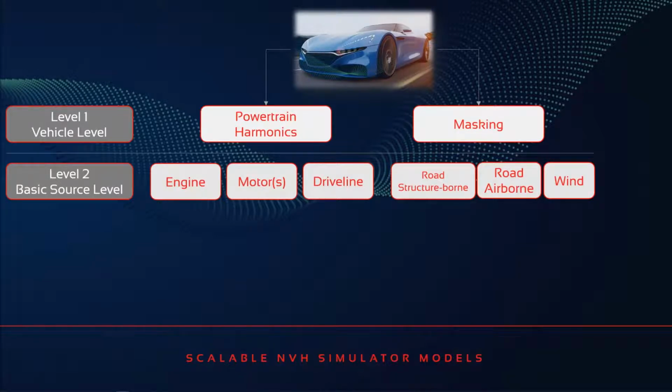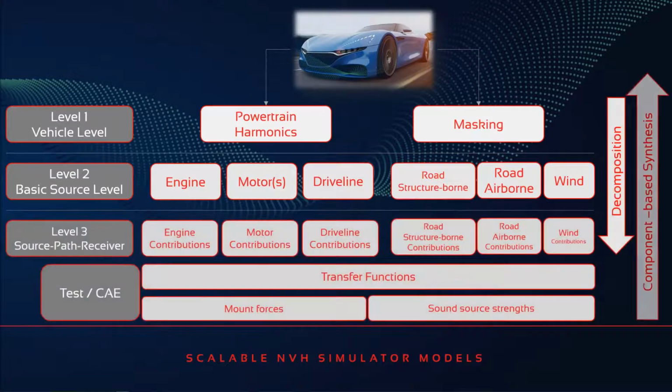Models can be more complex, moving to a level 2 model where the sound is broken into specific sources, especially for separating structure-borne road noise, airborne road noise, and wind noise. And moving to a further level of complexity, level 3 models accommodate the need to predict and understand what impact specific components will have on the overall vehicle sound and vibration.